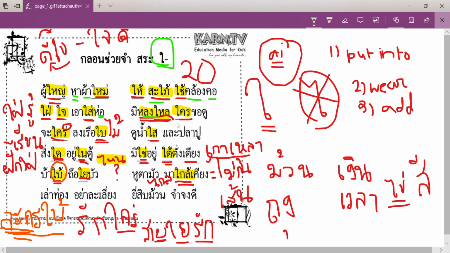ใครขอดูมิหลงไหลใครขอดู, like don't get carried away. Even though some people think ใคร here means who, sometimes ใคร itself doesn't really mean who as a question. Here it becomes like anybody: if anybody wants to say it, don't get so carried away, okay? Just wrap it up, you know.